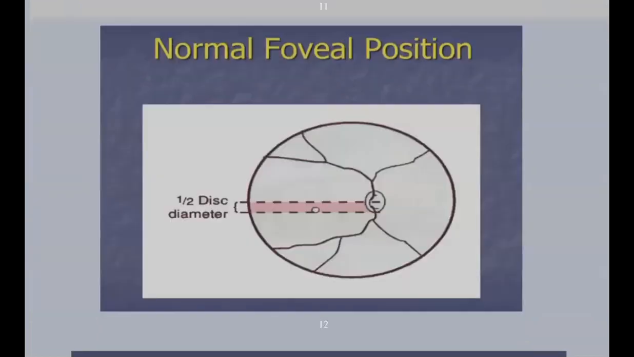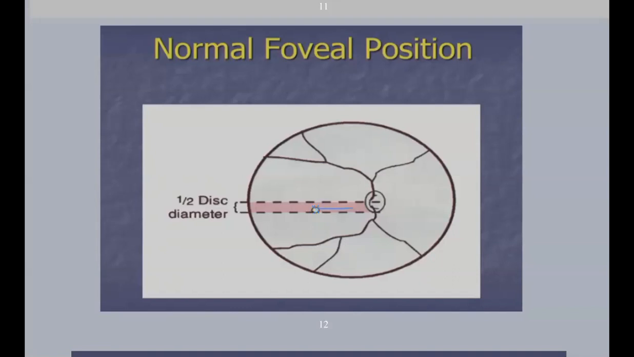This is important because if you see some fundus, you will find the normal appearance will be the center of the fovea just below the center of the optic disc by 1 millimeter at most.